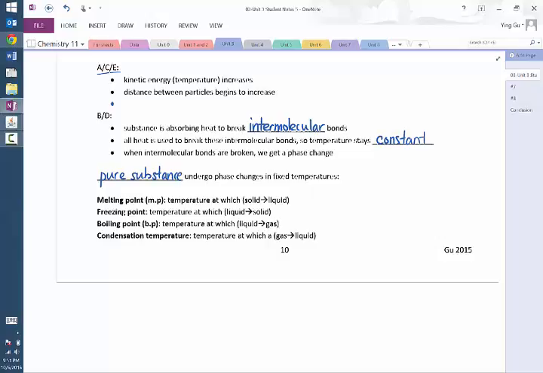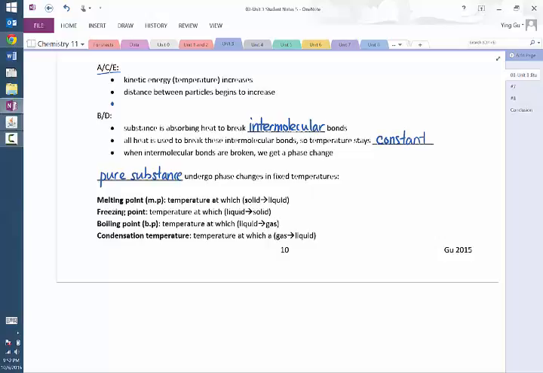I take my substance and put it into a little apparatus we call a melt temp, which heats up a substance and we observe when it melts. I check the temperature, looks like it melts at 40 degrees. I look at Google. Google says it should melt in the 50s. Darn. My sample must have been contaminated with something else. Pure substances will always undergo phase changes at fixed temperatures.